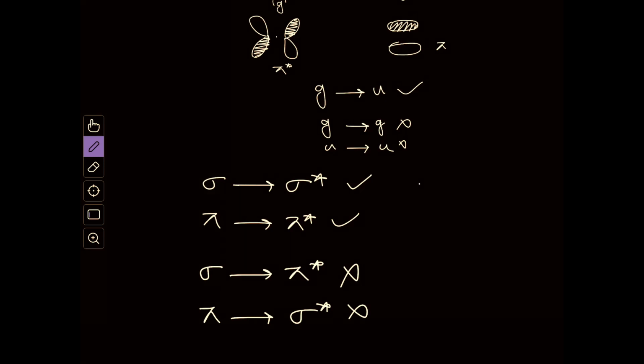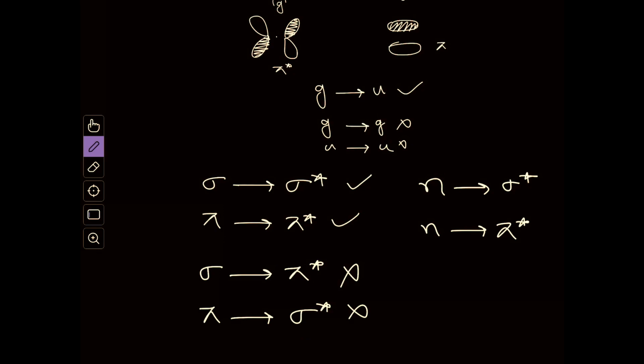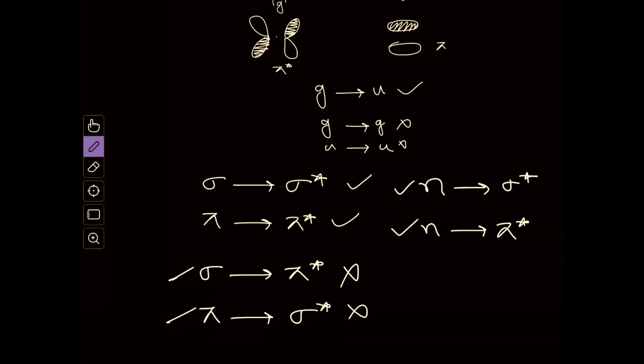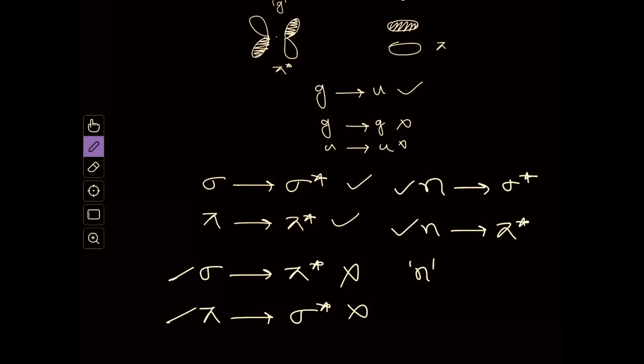Now what about this n to sigma star and n to pi star transition? Not allowed doesn't mean that no transition will be there. There may be weak transition. Not allowed means there may be weak transition. For example, this sigma to pi star or pi to sigma star, they are almost zero, but in case of n to sigma star or n to pi star, this is also symmetry forbidden transition, because n orbital, if you consider non-bonding orbital, they don't have any proper symmetry, so you cannot classify n as Gerade or Ungerade.